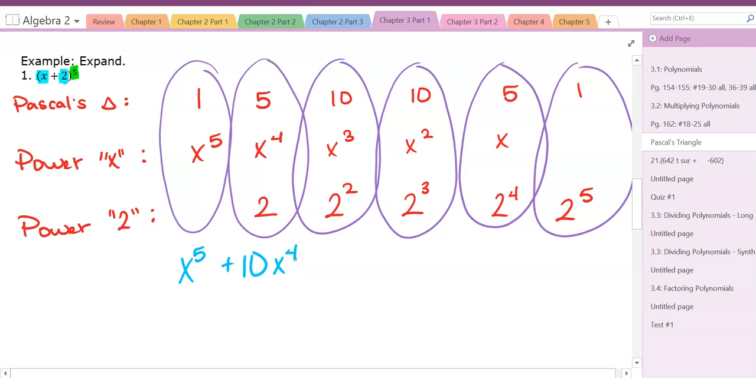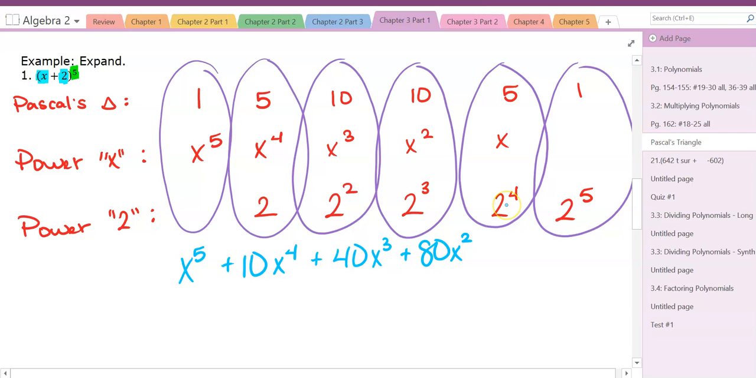The next one, you're going to take 10 times x to the 3rd times 2 squared. So take your numbers 10 and 2 squared. 2 squared would be 4. So you're taking 10 times 4, which would be 40. And then you have x to the 3rd. For the next one here, what's 2 to the 3rd? Anybody know? 2 times 2 times 2? 8. So we have 8 times 10, which would be 80. And then you have x squared.